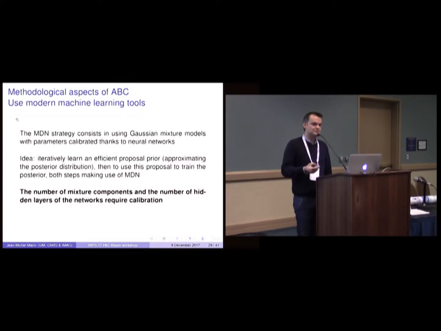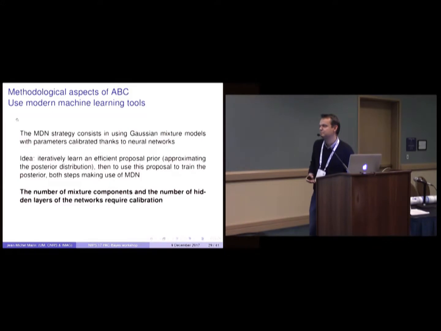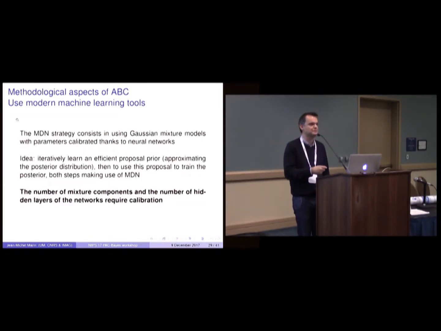Okay, there are two difficulties associated with this method: the number of mixture components and the number of hidden layers of the network require a lot of calibration. Once again, it's very problem specific to specify these two quantities, as we observe. But I think work has to be done to give rules to calibrate these two quantities, and this method can be very competitive for the ABC.